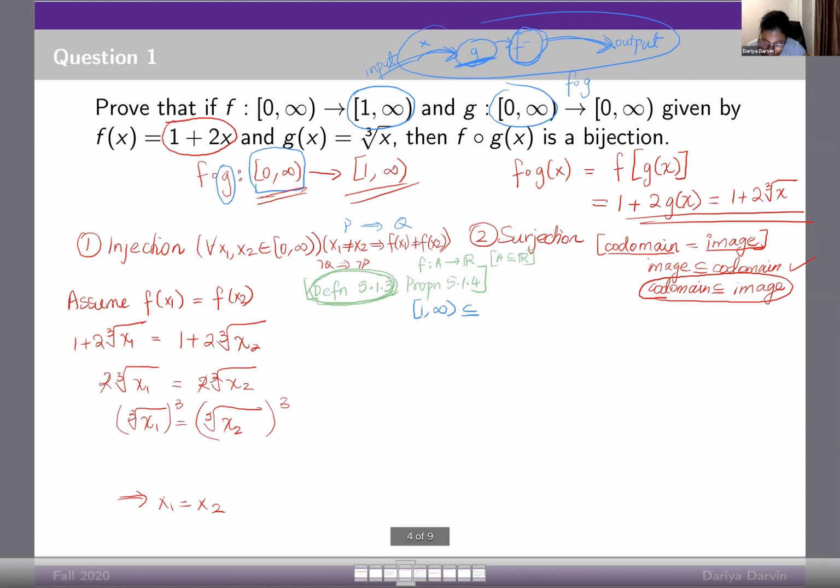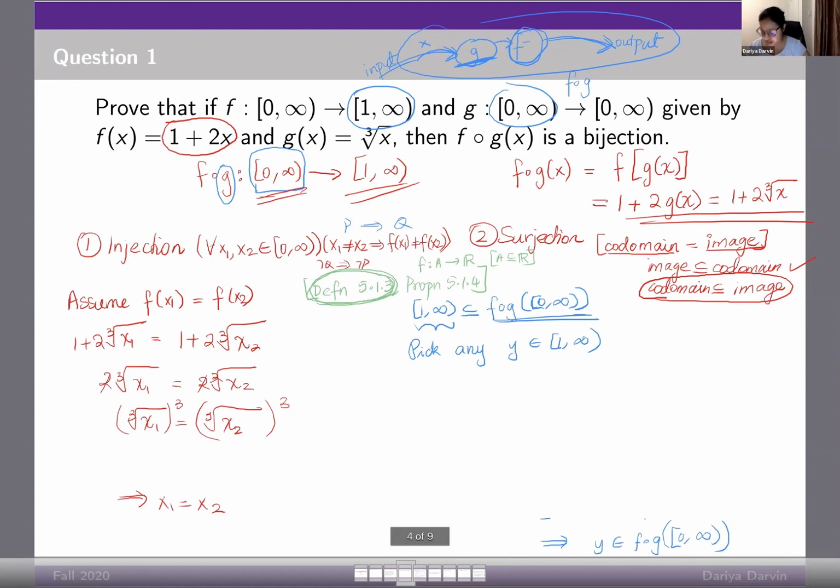Okay, so you want to show that the codomain is a subset of the image, which is the notation for the image. And how do you show a set is a subset of another set? You take any element from here, and you have to show that it's in here. So you pick any y in 1 to infinity. You want to conclude that y is in the image of f of g. I'm not going to read it aloud. It's just the notation for the image.